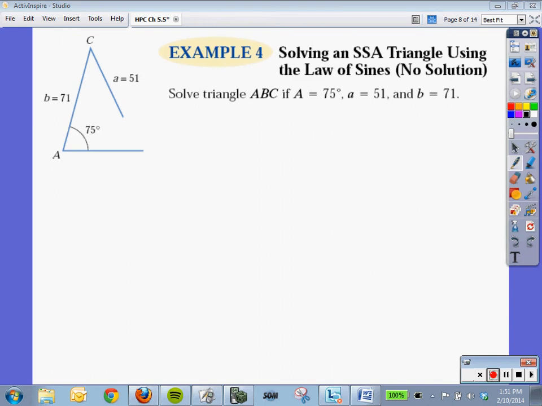So on this example, we're going to use the law of sines to find that the given information doesn't actually even make a triangle at all.